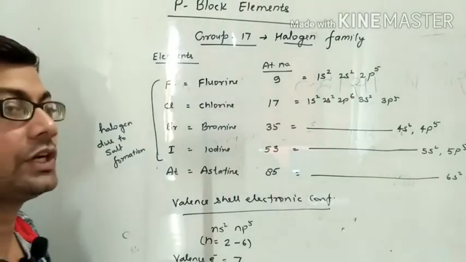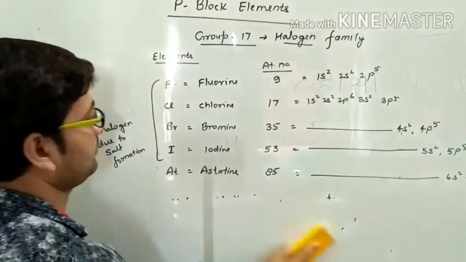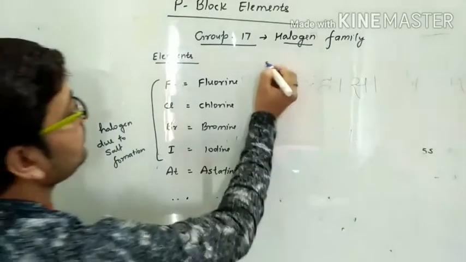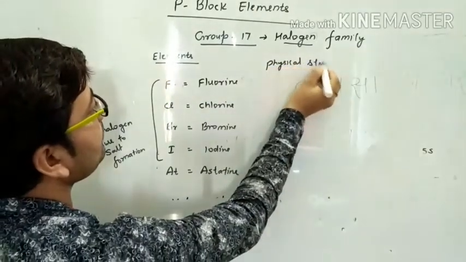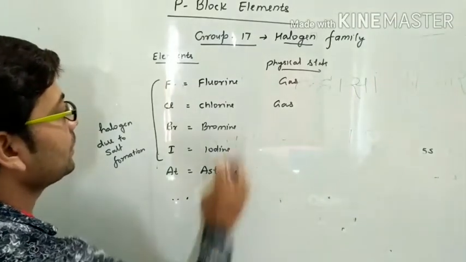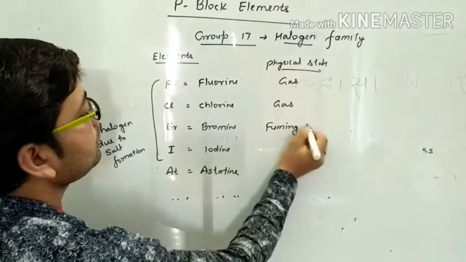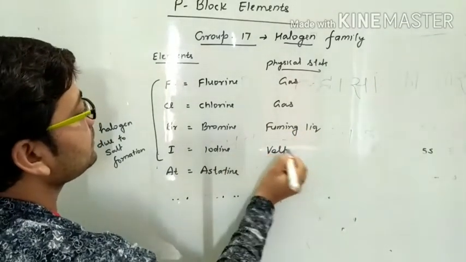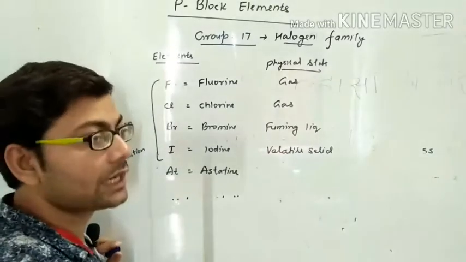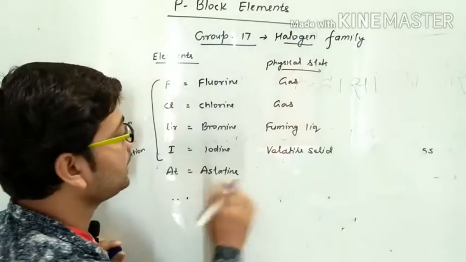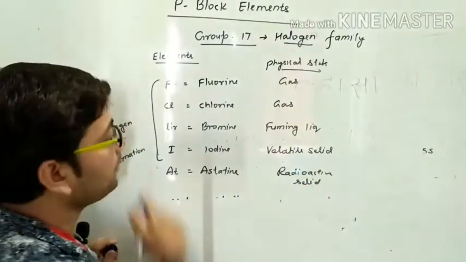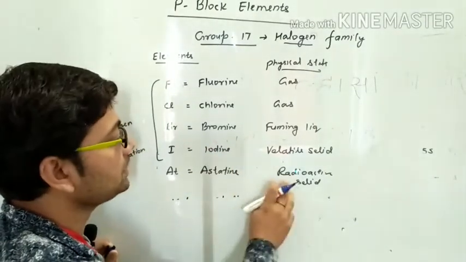Now what is the physical state of these elements? Fluorine is gaseous in nature. Chlorine is gaseous in nature. Bromine is a fuming liquid, meaning liquid in state. Iodine is a volatile solid, meaning when kept at room temperature it converts directly into gaseous form. And astatine is a radioactive solid. When we describe the properties of these elements, we do not consider astatine because it is a radioactive element.